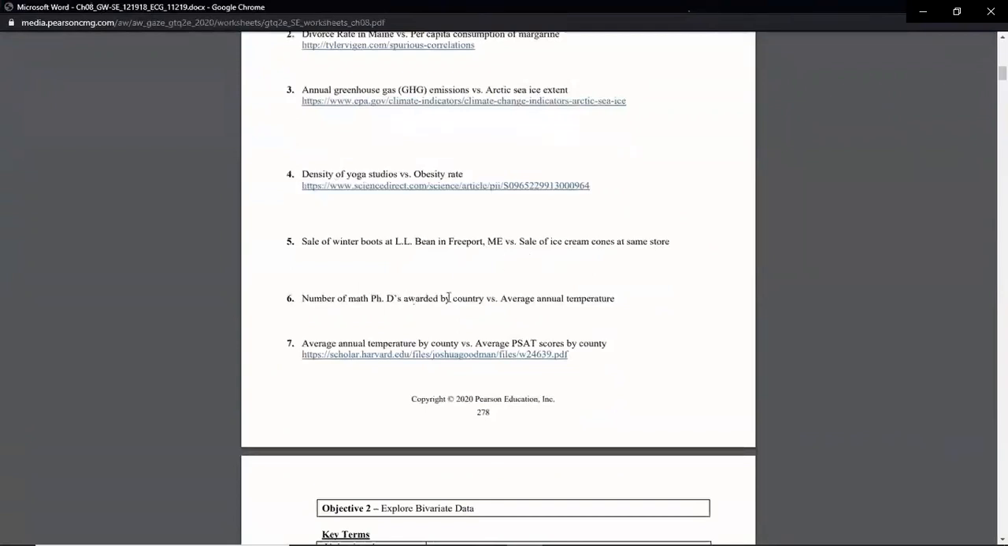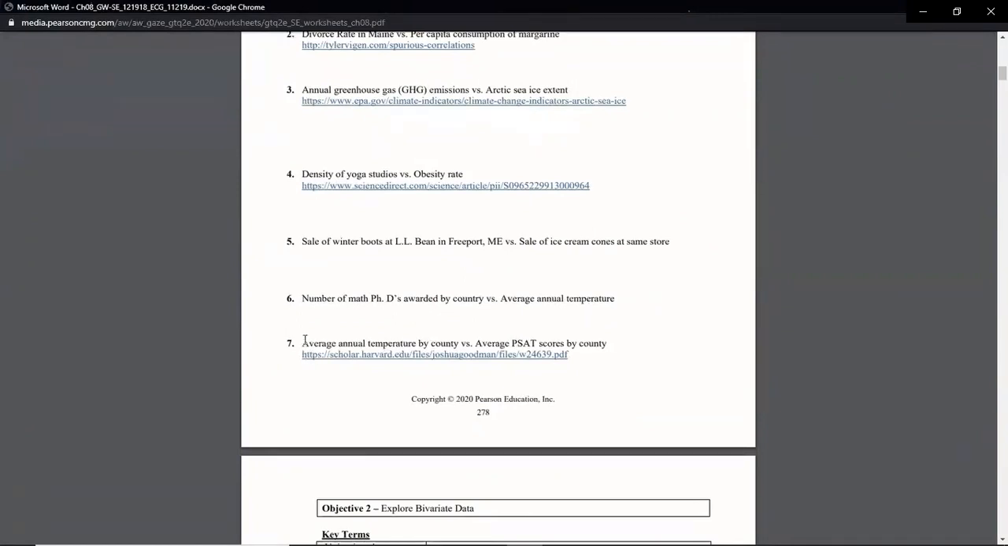Number of math PhDs awarded in a country based on average temperature. That's spurious. Average annual temperature by country versus average PSAT. They say possibly causal because heat could lead to lower test scores because you can't concentrate because you're hot and sweaty.